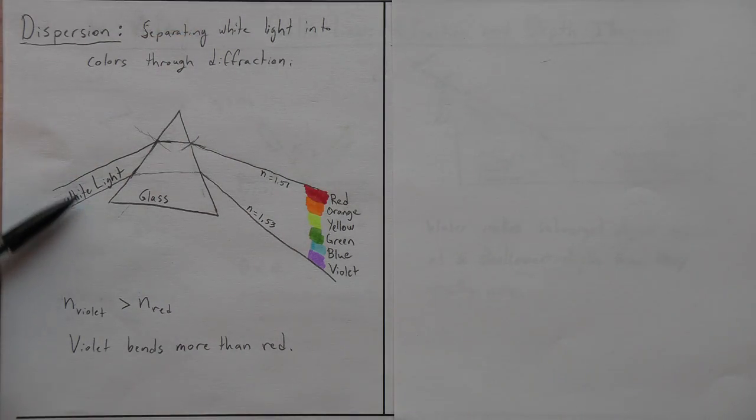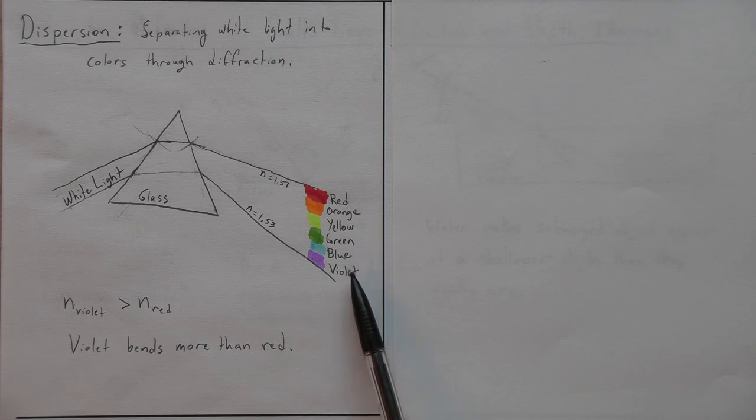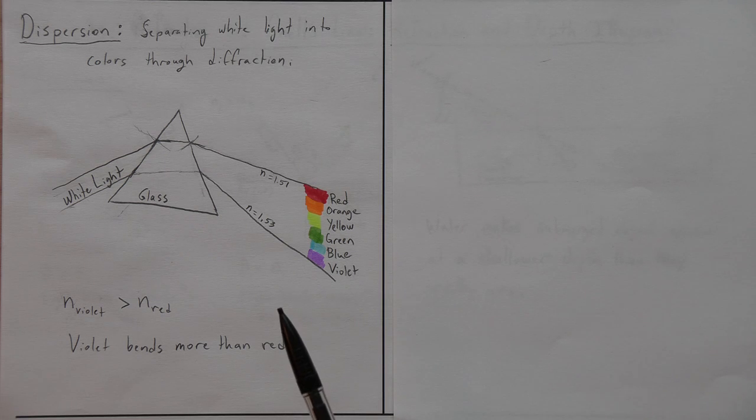And that happens for all the light. Light here also bends. But when we do that, we see that the rainbow emerges. We have red, orange, yellow, green, blue, and violet. Okay? So why did that happen?